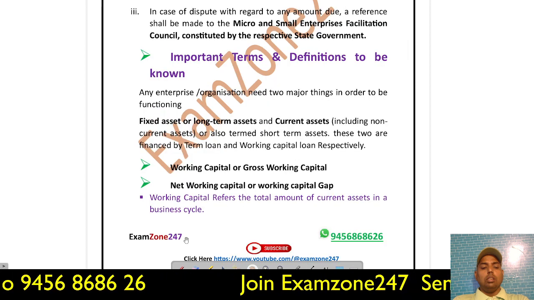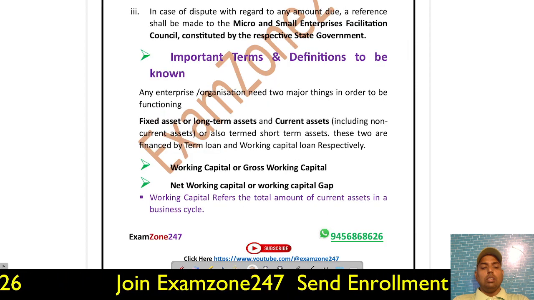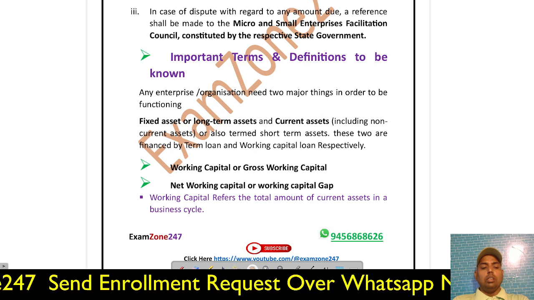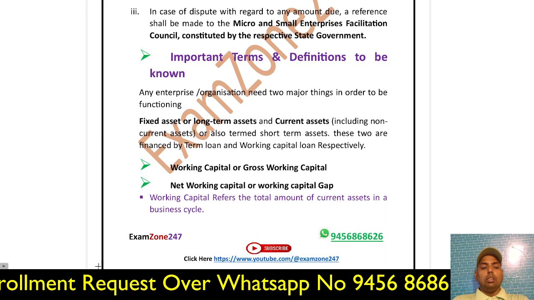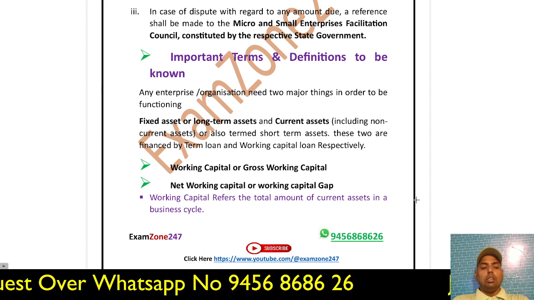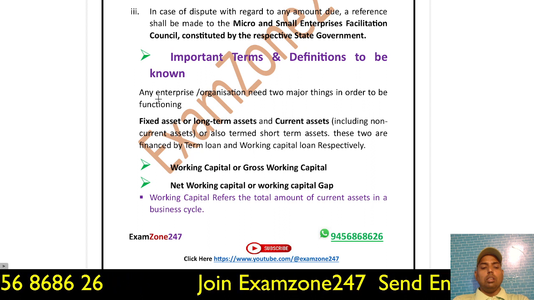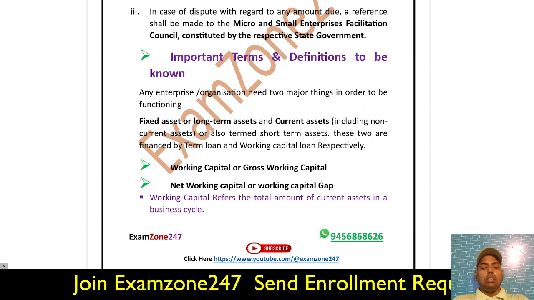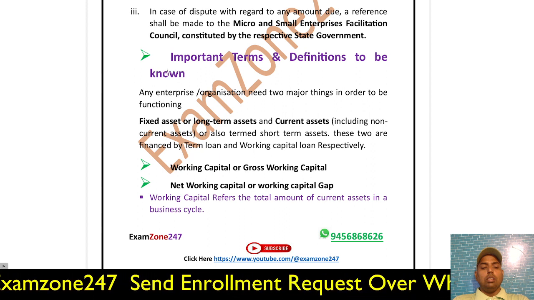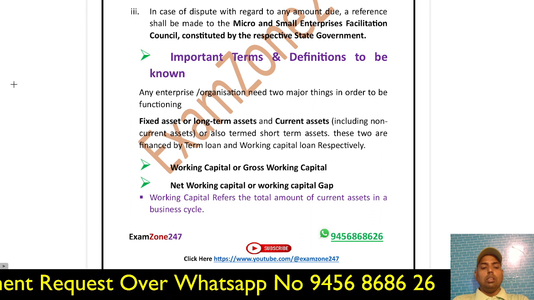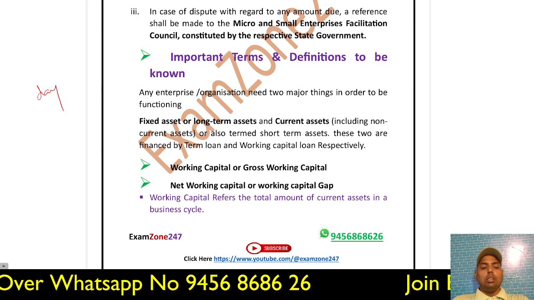What is the working capital? Working capital क्या होता है? What working capital is: working capital is the requirement to create the current assets and meet day-to-day expenses. What are day-to-day expenses?